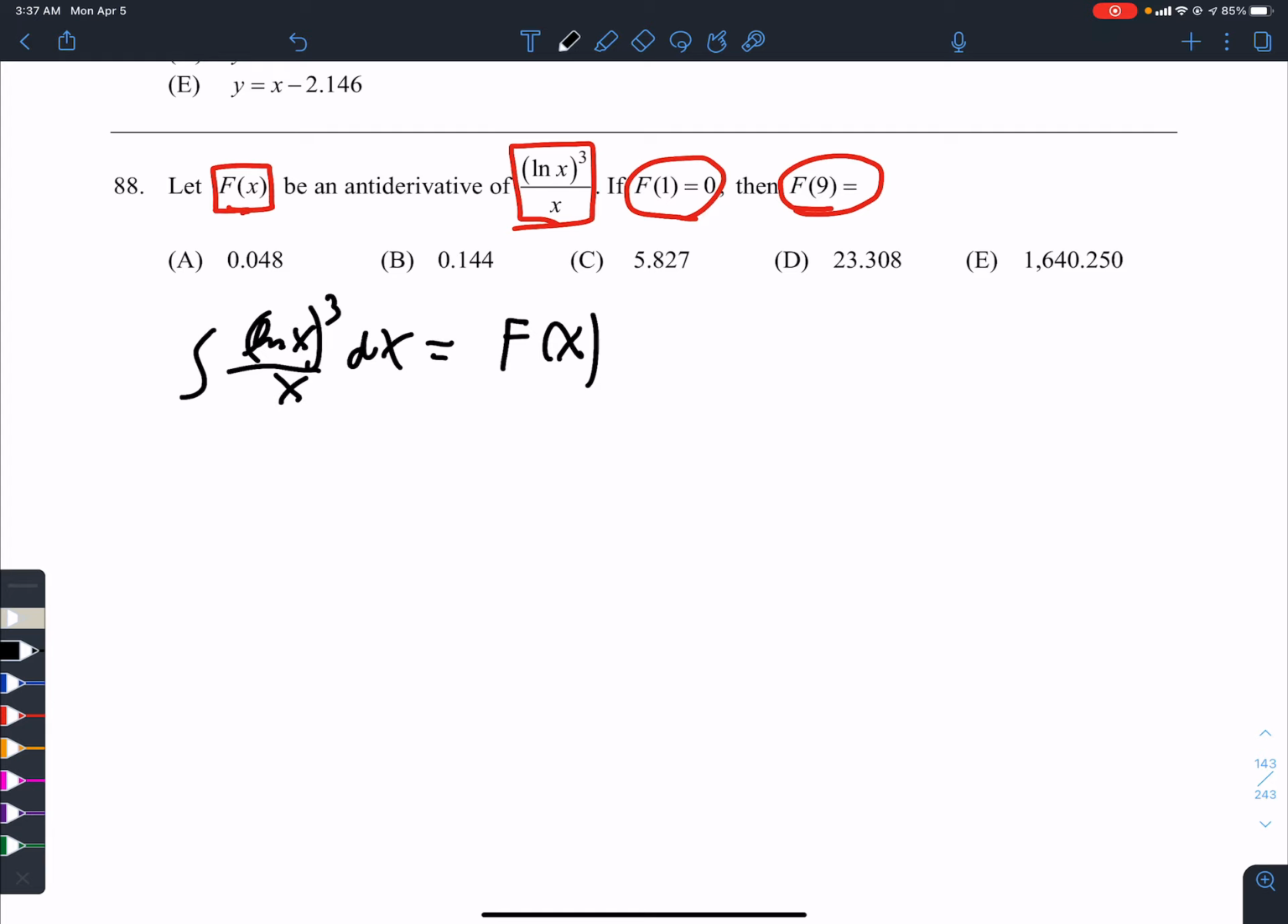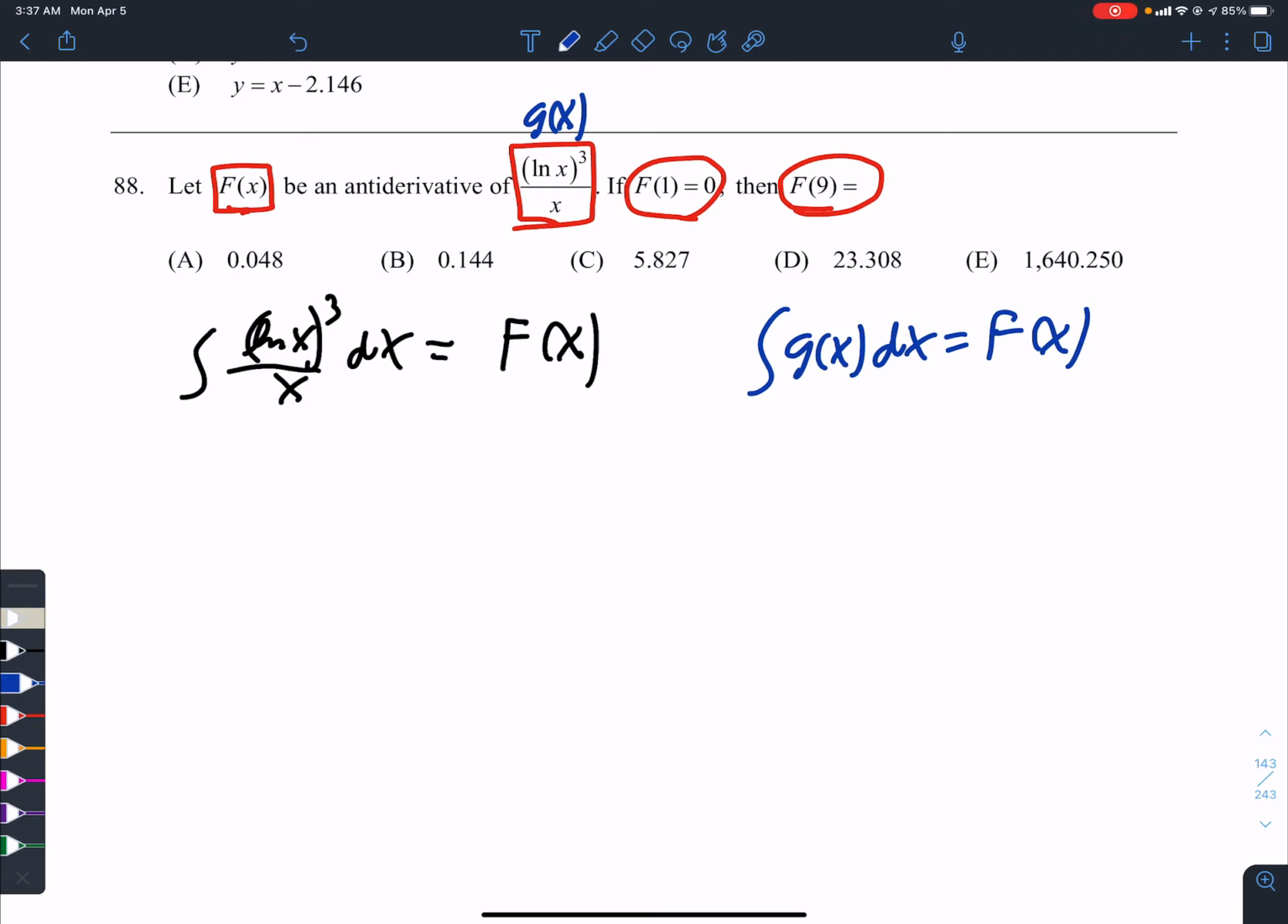Hopefully that makes sense to you. So you have to kind of process this and figure out what it's saying. I will say it another way. So suppose we'll call this g of x. Okay? f of x is the antiderivative of g of x. So we will say the integral of g of x dx is f of x.